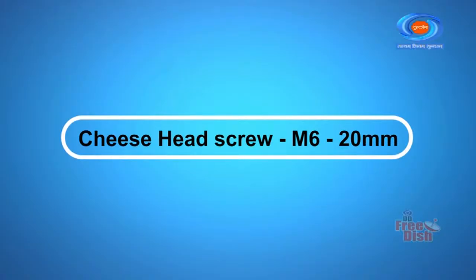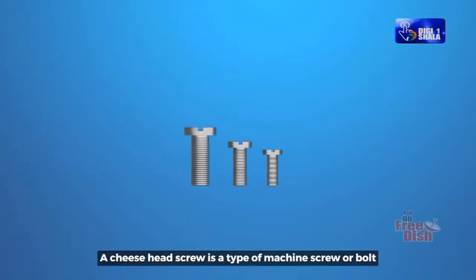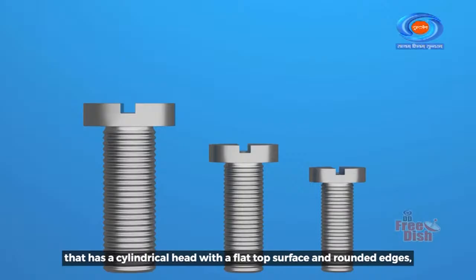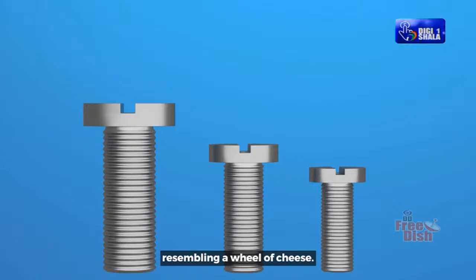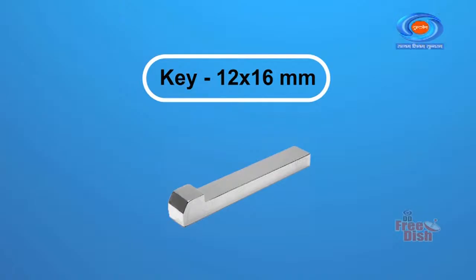Cheesehead screw, M6, 20 mm. A cheesehead screw is a type of machine screw or bolt that has a cylindrical head with a flat top surface and rounded edges resembling a wheel of cheese. Key, 12 × 16 mm.